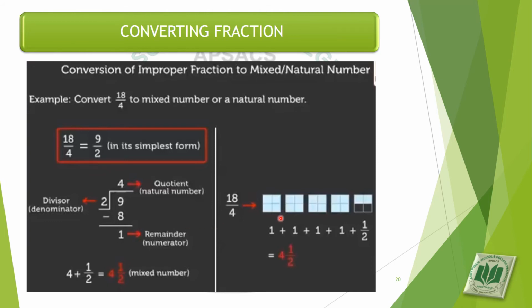You can see over here that 18 by 4 equals, these are 4 wholes: 1 whole, 2 whole, 3 whole and 4 whole, and this is 1 half. You can see that this is 1 half. So 1 plus 1 plus 1 plus 1, these are 4 wholes, plus 1 by 2, we get the answer 4 whole 1 by 2.